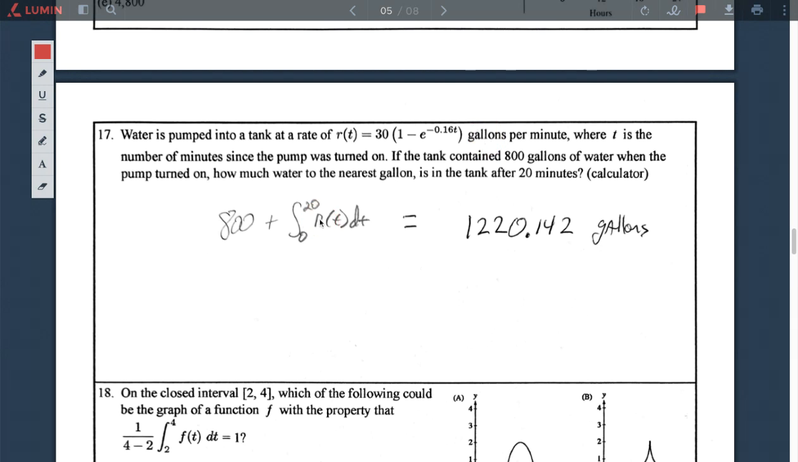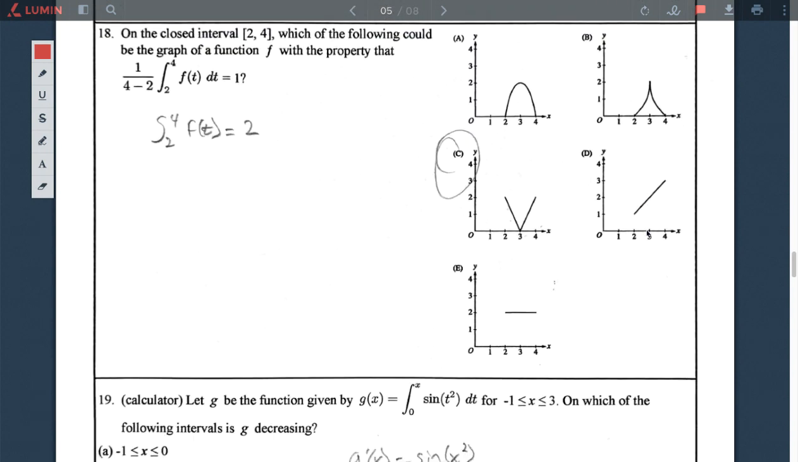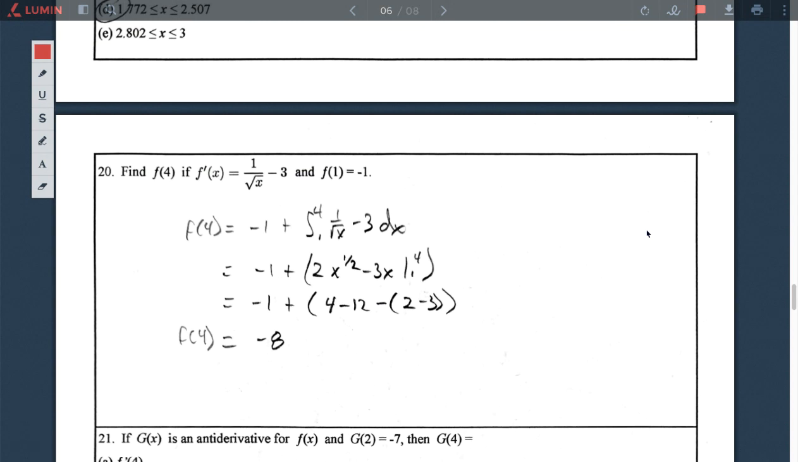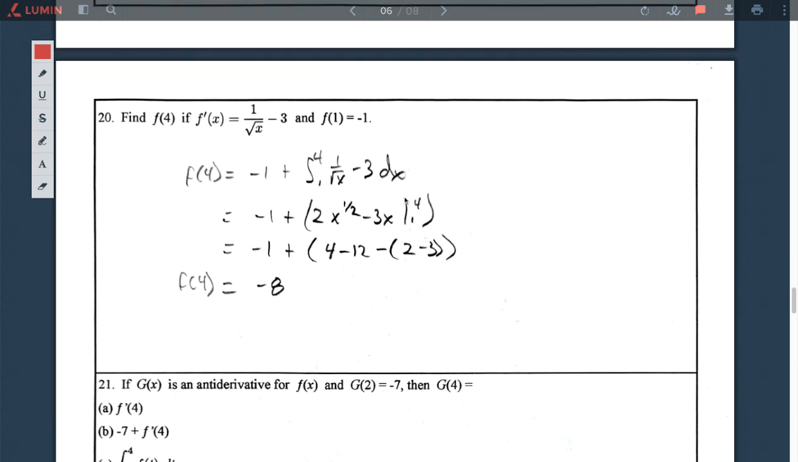So I need to integrate R of T from 0 to 20. Don't forget about the 800. Notice it says calculator, so put all this in your calculator. That spits out 1,220.142 gallons. We did 18 in class. We did 19 in class. 20 we did not do.